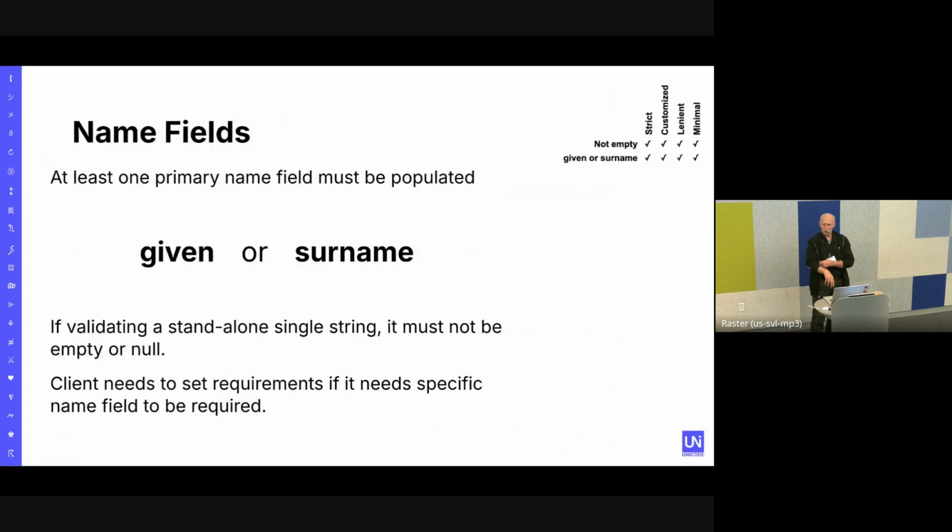So when data is a whole name object with multiple name fields, at least one field needs to be populated. That's just a given. It has to be either at least one given field or a surname field. We don't choose one or the other because you can have someone that has a mononym like Zendaya, and I don't know if Zendaya is a given name or a surname, so whichever one's filled in, that's the one that would be assumed. If it's a standalone string that you're just passing in to be validated, it can't be empty. That's an obvious one. So if the client, whoever calls a validator, has specific requirements, they'll need to decide what those requirements are.